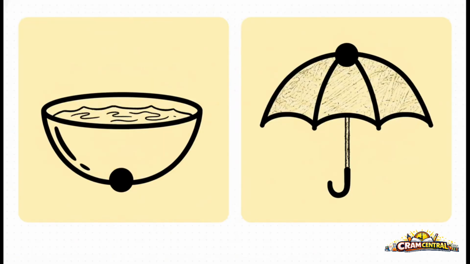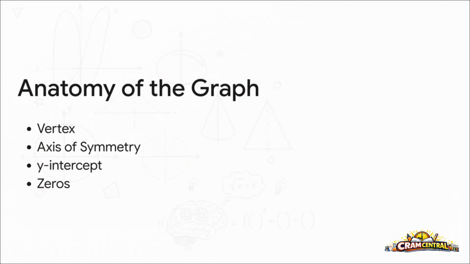But wait, how do we know which way that U is going to face? Well, it all comes down to what we call the a factor. Remember that very first constant a from our standard form? Its sign completely dictates the direction of the shape. If a is positive, meaning it's greater than or equal to 1, the parabola opens up, kind of like a bowl holding water, making its bottommost tip the minimum point. But if a is negative, the whole thing flips and opens down, like an umbrella, and that makes its peak the maximum point.